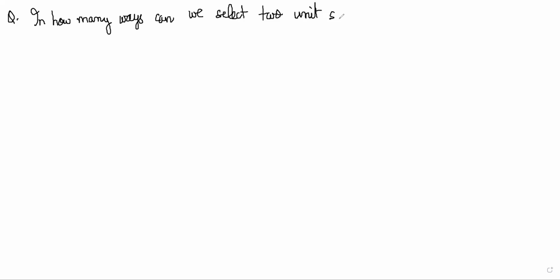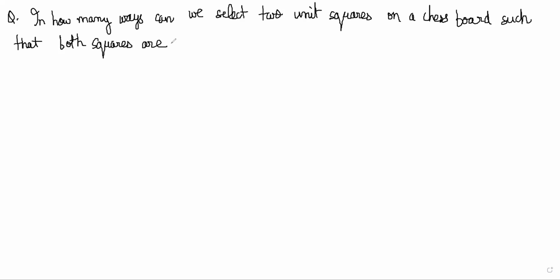The question is, in how many ways can we select two unit squares on a chessboard such that both squares are neither in the same row nor in the same column.